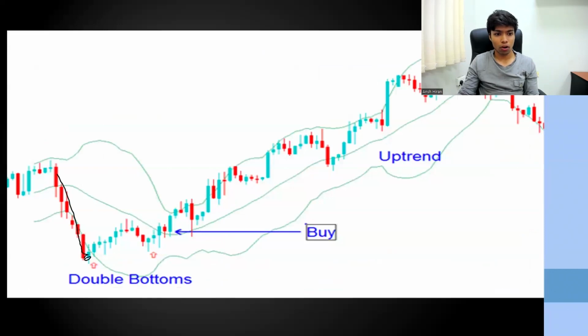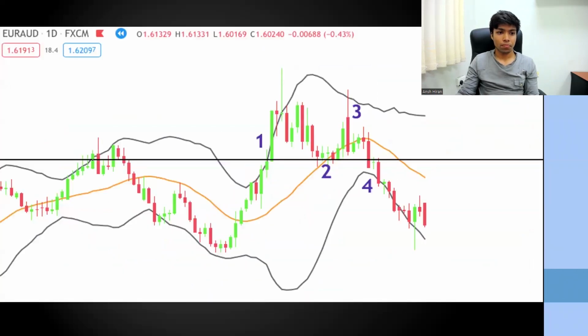First bottom outside Bollinger Band. Second bottom inside Bollinger Band. Whenever the neckline is broken, you take a trade and the market starts going. First top outside Bollinger Band. Second top inside Bollinger Band. Neckline broken, market goes straight down.